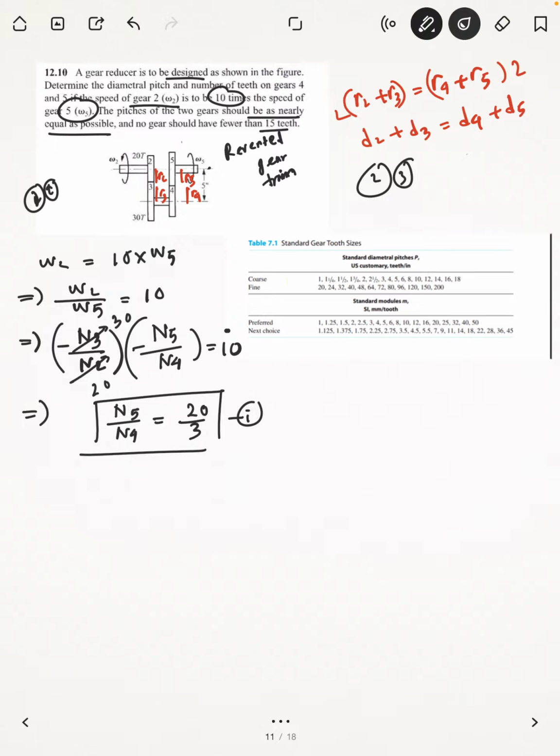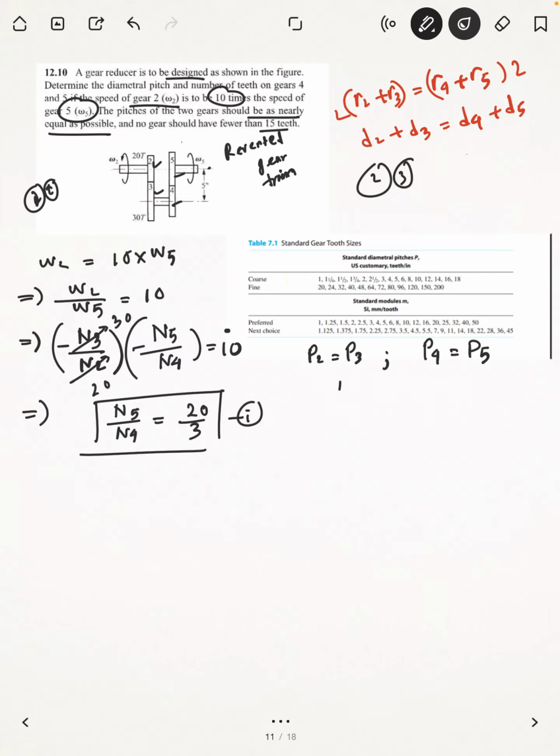Okay, so that means in the first case, if I want to show you that, gear 2 is meshing with gear 3. So their diametral pitch should be equal. So that means P2 should be equal to P3. And in the second case, P4 is matching with P5. That means their diametral pitch should be equal. So that means P4 should be equal to P5.